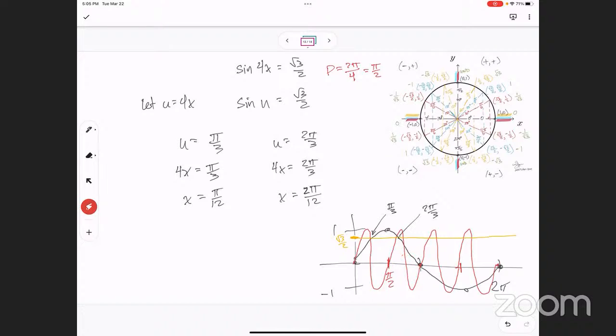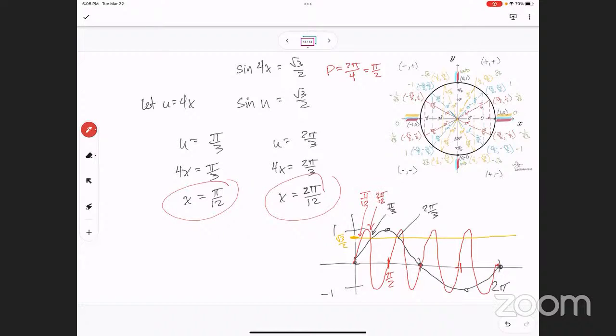Got what I'm saying? But now look how many answers on the red one I have. 1, 2, 3, 4, 5, 6, 7, 8. I only found 2 of them so far. I only found this one right here, and this one right here. This one on the red one is pi over 12. This one is pi over 12. See that first one? And this one is pi over 6 or 2 pi over 12.